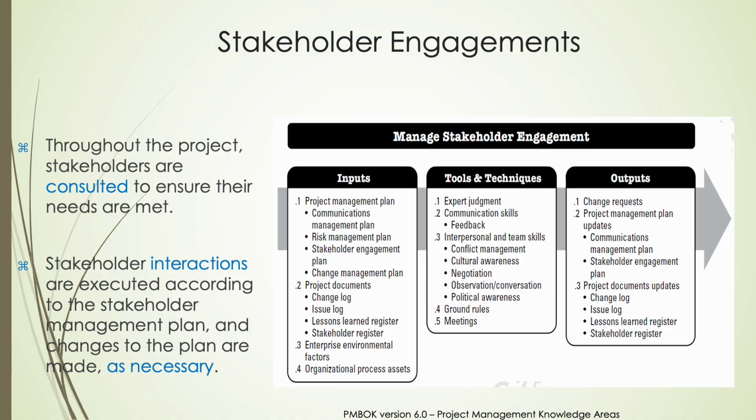The tools and techniques employed in this process focus heavily on interpersonal skills, including communication, conflict management, negotiation, and political awareness. Expert judgment, regular meetings, and established ground rules support these efforts. The outputs of managing stakeholder engagement are essential updates. Change requests, updates to the project management plan, especially communication and stakeholder plans, and updates to key project documents like the change log and stakeholder register, ensuring continuous alignment with stakeholder needs and expectations.